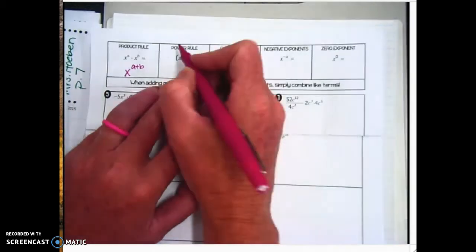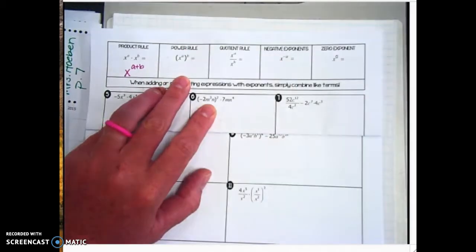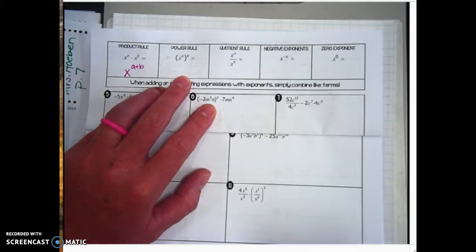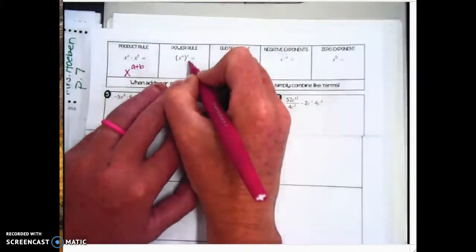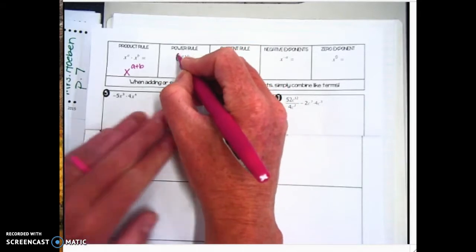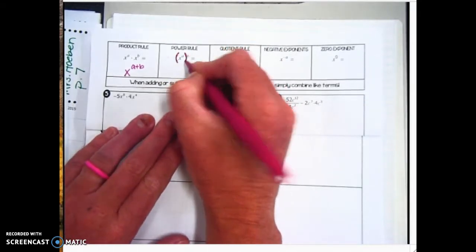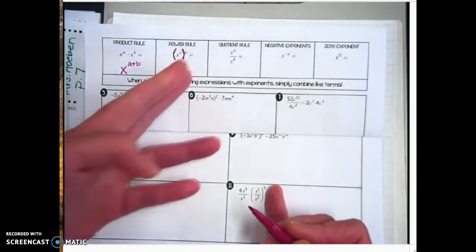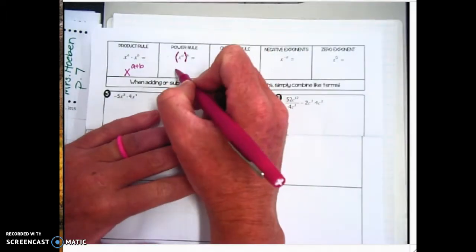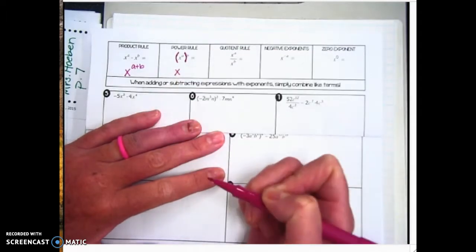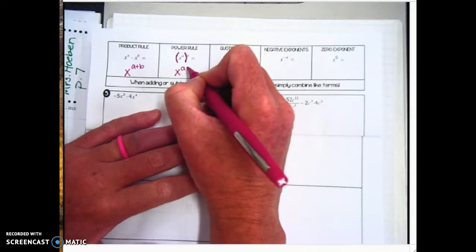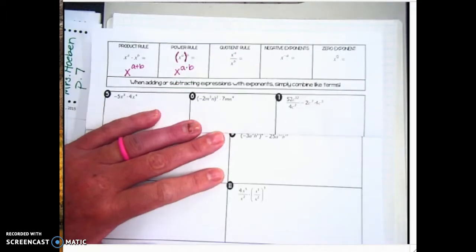Next box is the power rule, or you may have heard it referred to as the power to a power. They're used interchangeably. So the parentheses are usually what tips you off, right? If you see parentheses in an exponent problem, you're probably going to be using the power rule. The base stays the same. Then you take the exponents and you do what with them? Multiply them. So you'd have a times b.